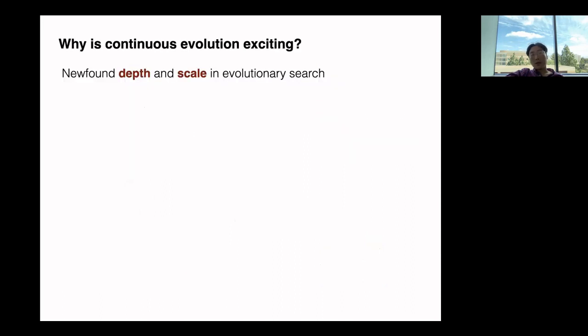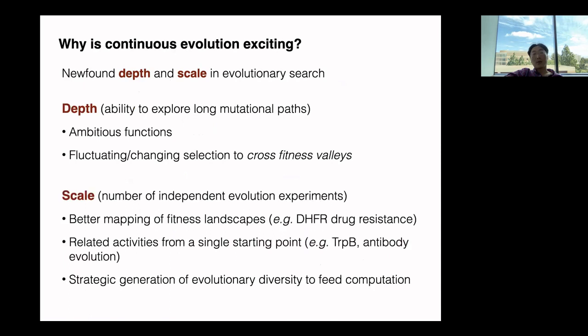And so the value of continuous evolution, I think, is pinned on these two features, which is that we can now access more depth and scale in evolutionary search. And these are important. So depth is important because if you have an ambitious function, by definition, it's many mutations away from your parent. So you want depth to get there. But depth is also important in an idea that we are now doing a lot of experiments on, which is to cross fitness valleys, right?